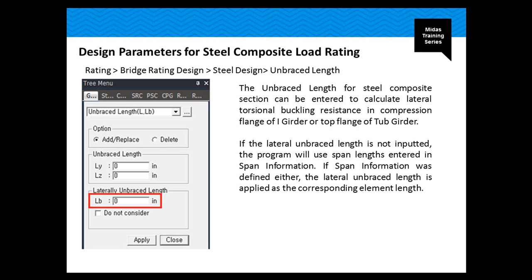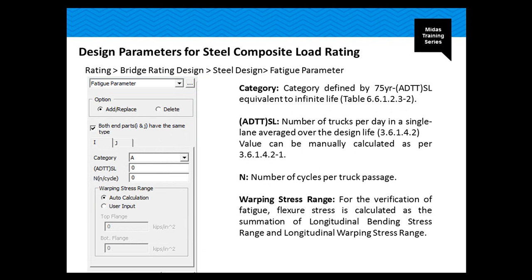So you might as well just define it here so you can use the correct value. Then we have the fatigue parameters. You can define in the fatigue parameters whether you want to assign the same type for the IN and JN. Those are the two ends of the element. And then you have the category.